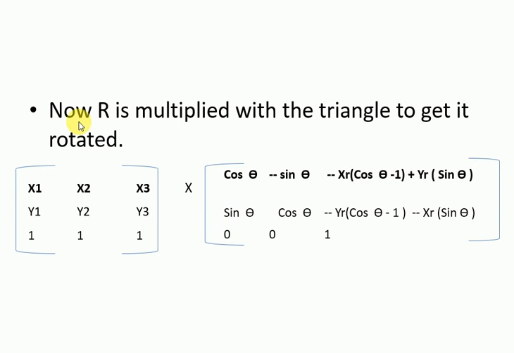Now R is multiplied with the triangle to get it rotated. That means this is the given triangle, and this is the constant. So this is multiplied with this to get the changes we need.